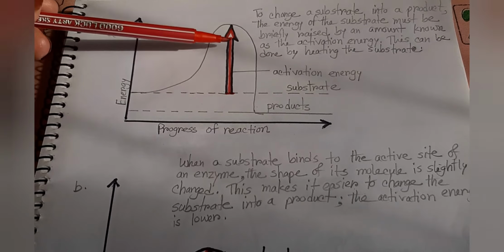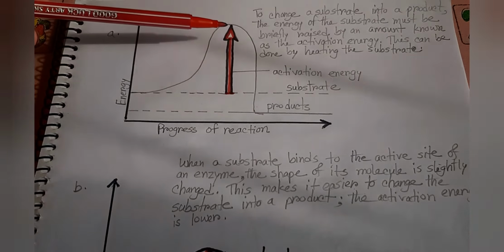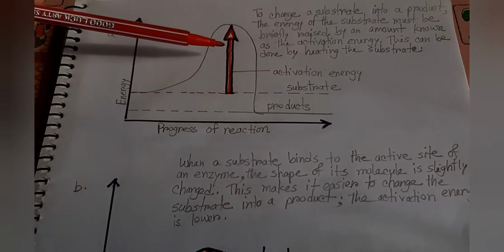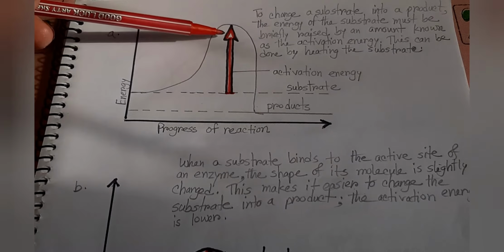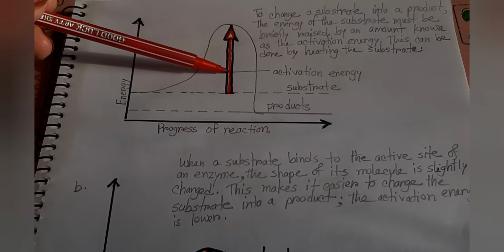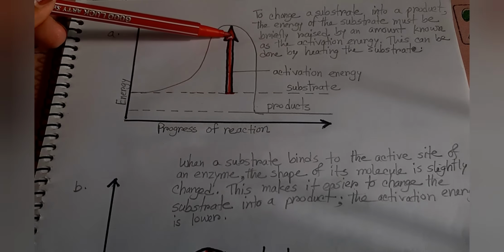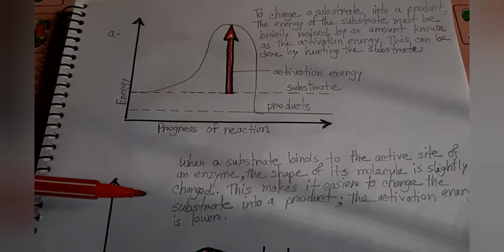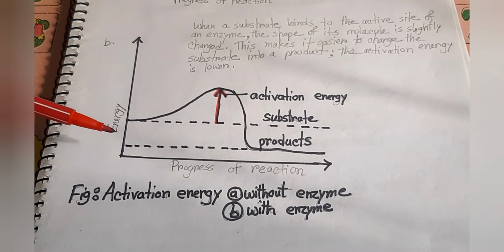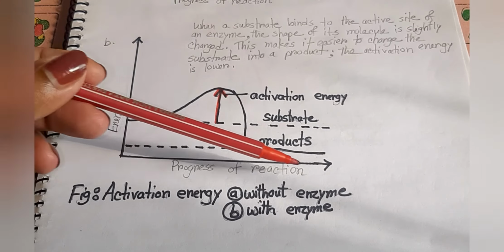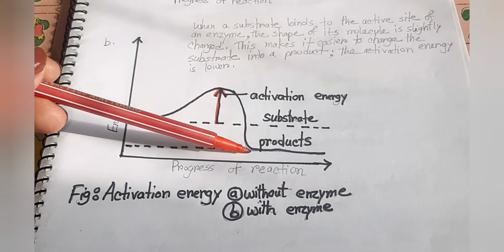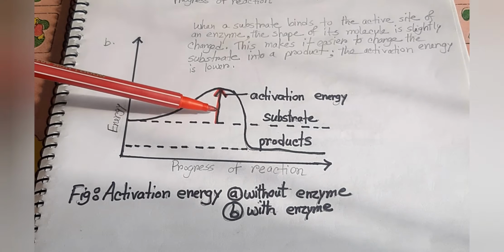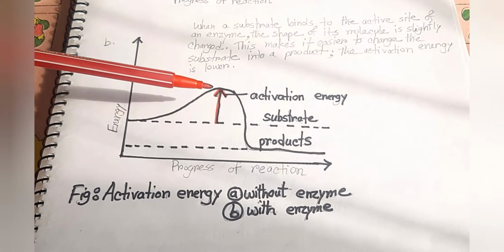To change a substrate into a product, the energy of the substrate must be briefly raised by an amount called the activation energy. What is the activation energy? This is the activation energy, and this can be provided by heating the substrate. Here is another diagram showing the energy level and the progress of the reaction, with the products and substrate, the dotted line, and this is the activation energy.